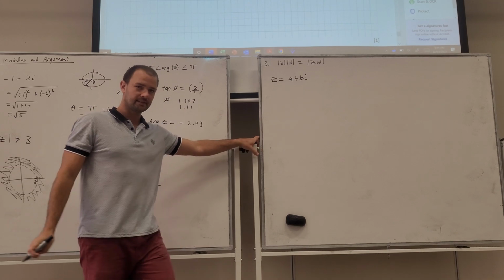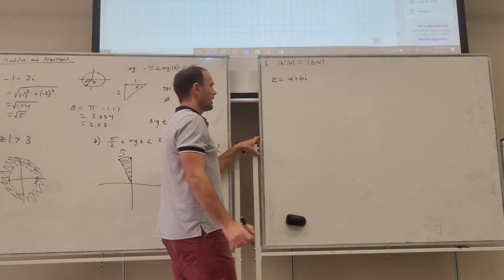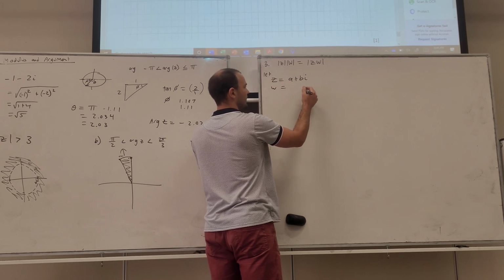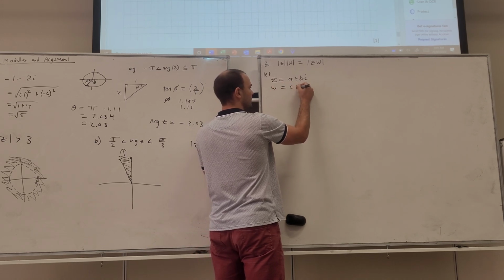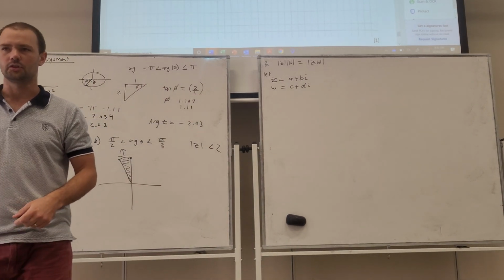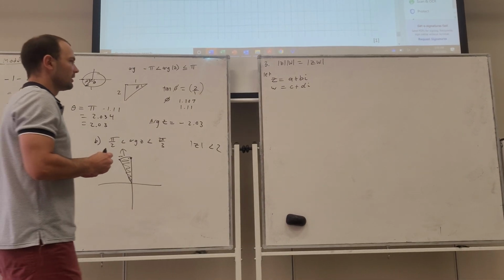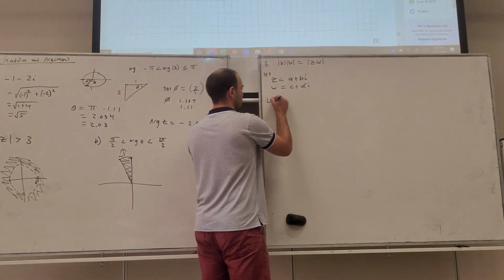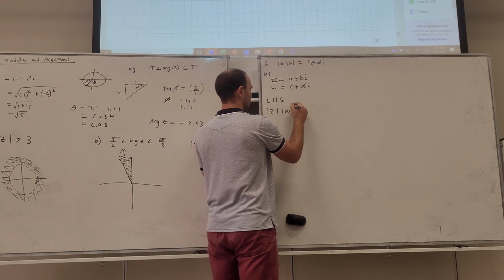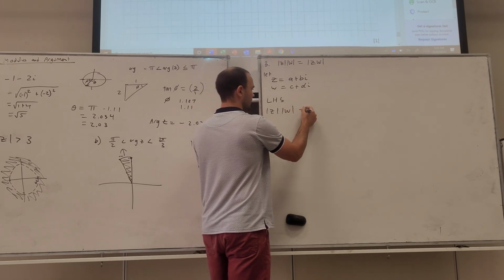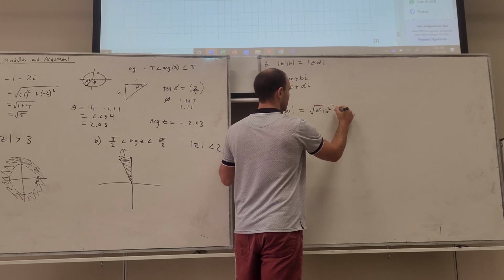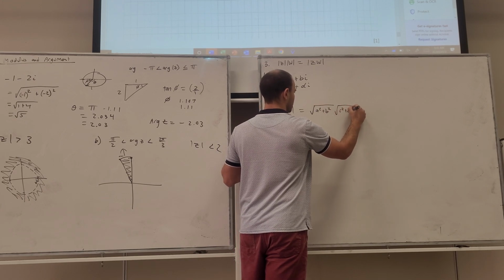Alright, so z is going to be some complex number, and w. So I'm going to say let z equal a plus bi, and w equals c plus di. Okay, so I've defined the two complex numbers. Let's start with the left-hand side. So we have the modulus of z times the modulus of w. That's going to equal the square root of a squared plus b squared times the square root of c squared plus d squared.